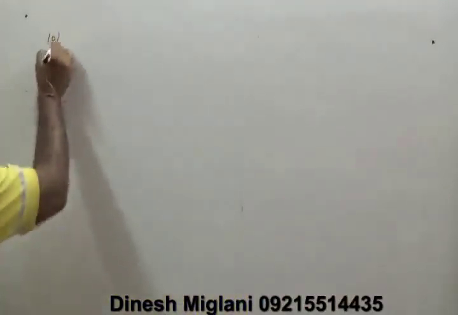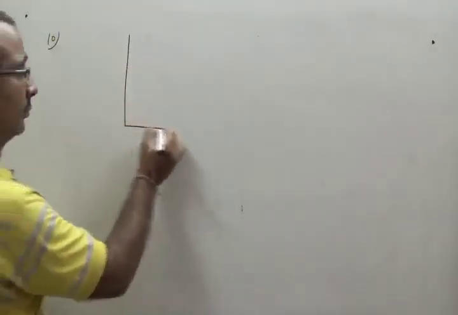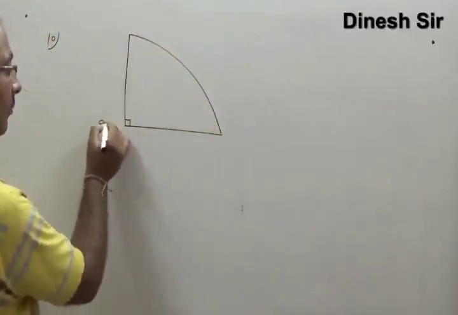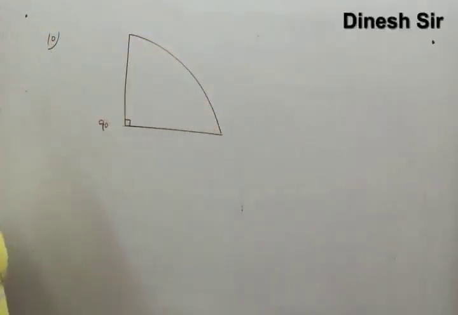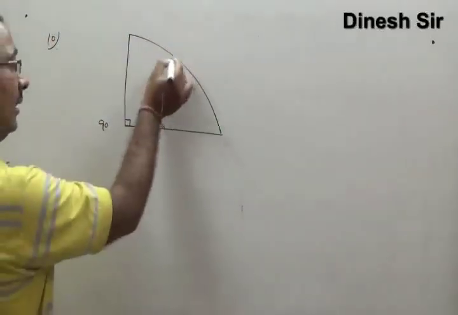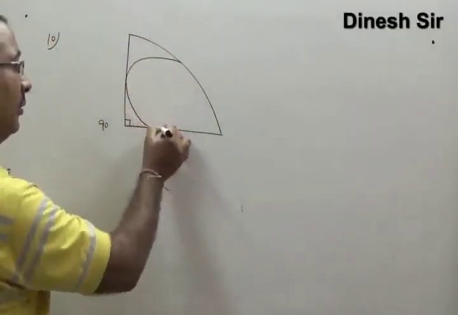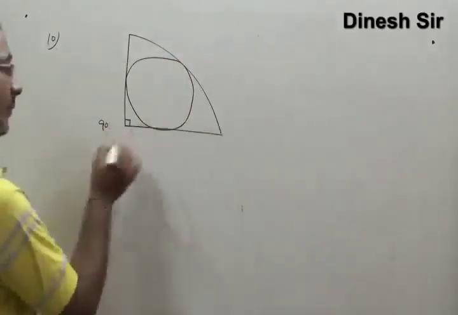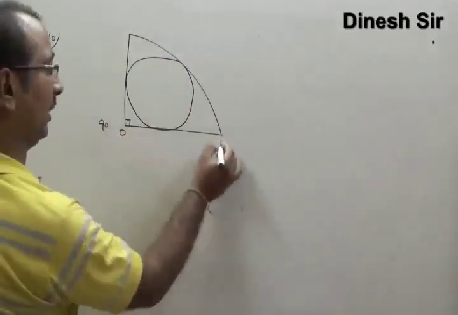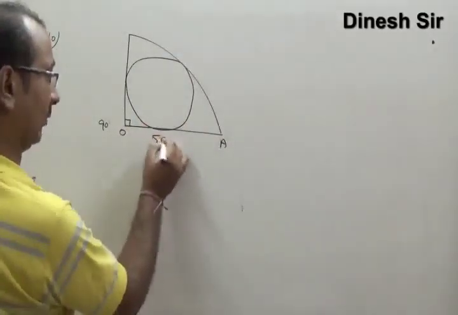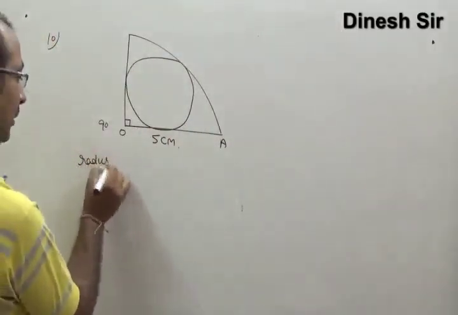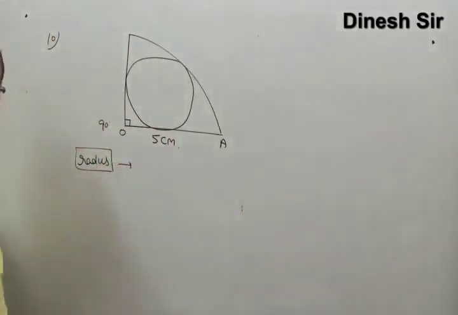When we look at question number 10, it is given that one quadrant of the circle is given, this angle is 90 degree, right? Or we can say one sector of the circle is given and one circle is being made in such a way that it is going to touch the radiuses as well as the circumference. Suppose this is OA, it is given that OA is equal to 5 centimeter, and we have to find out what is the radius of the inner circle, right?